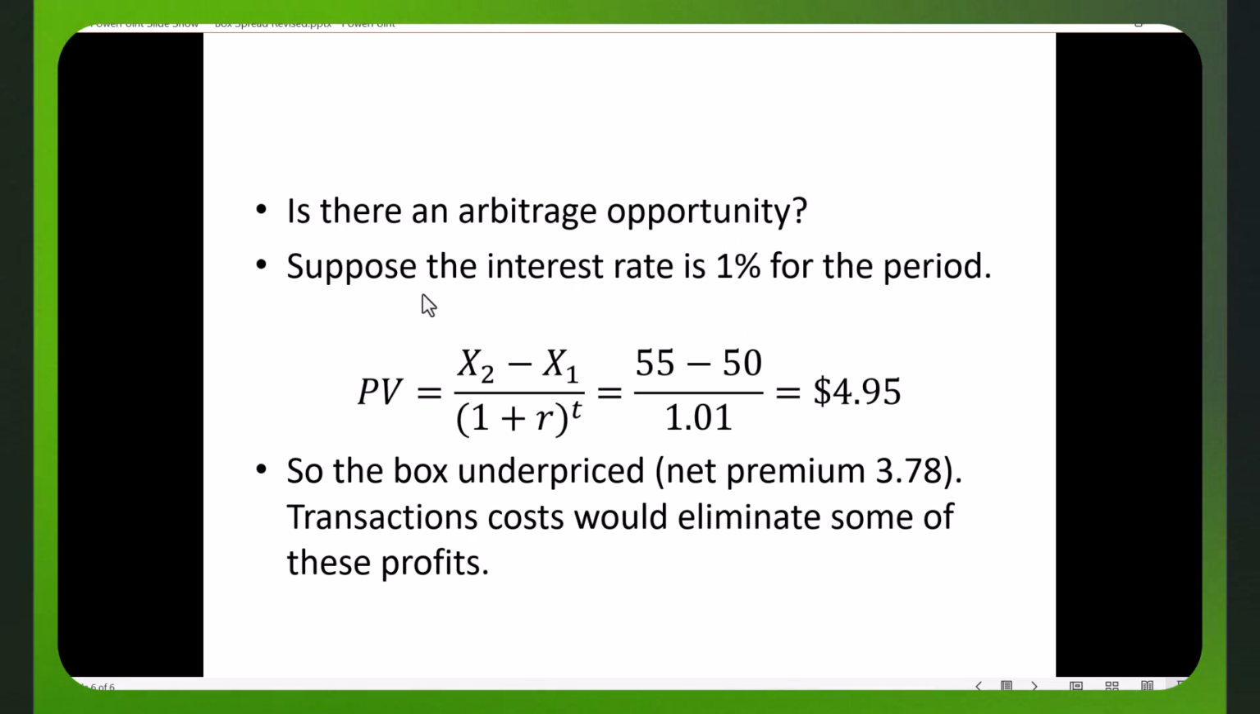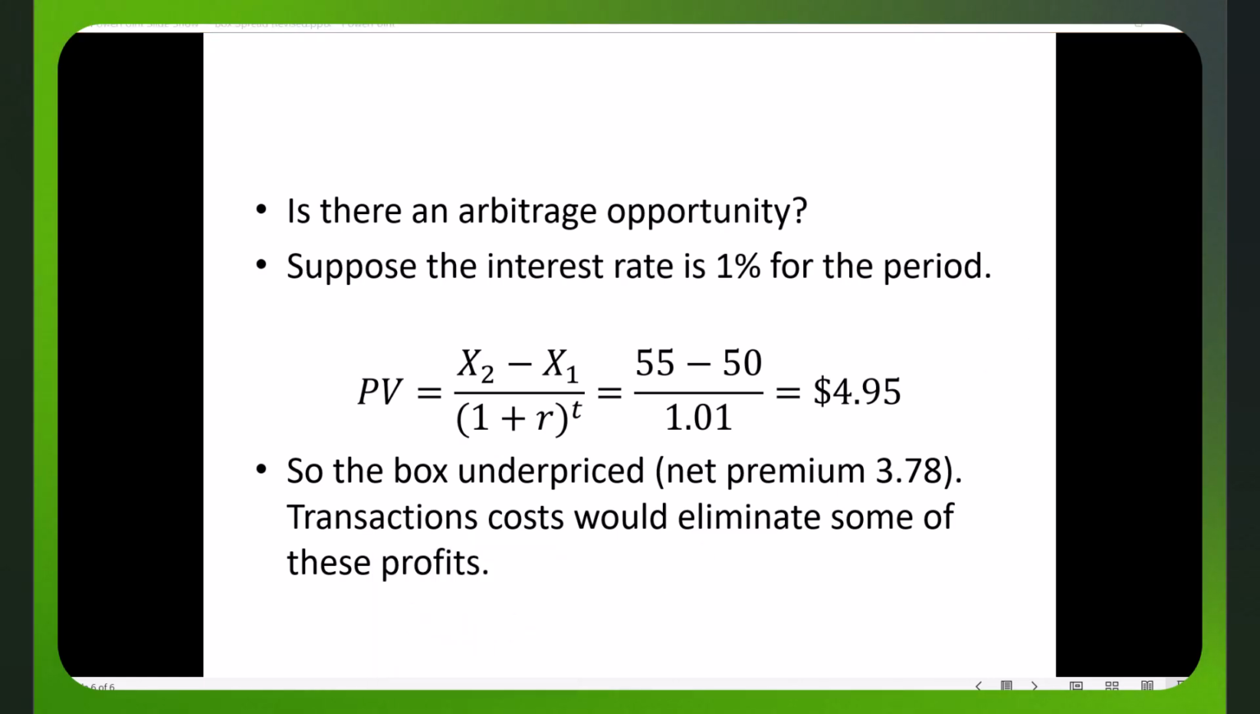So the question is, is there an arbitrage opportunity? Well, X2 minus X1 is 55 minus 50. If we assume there's a 1% interest rate for the period, then in this case, the present value is $4.95. And so the box is underpriced. The net premium is $3.78. As I mentioned before, transaction costs would eliminate some of these profits. So you've got to have enough of a difference in order to benefit from that.